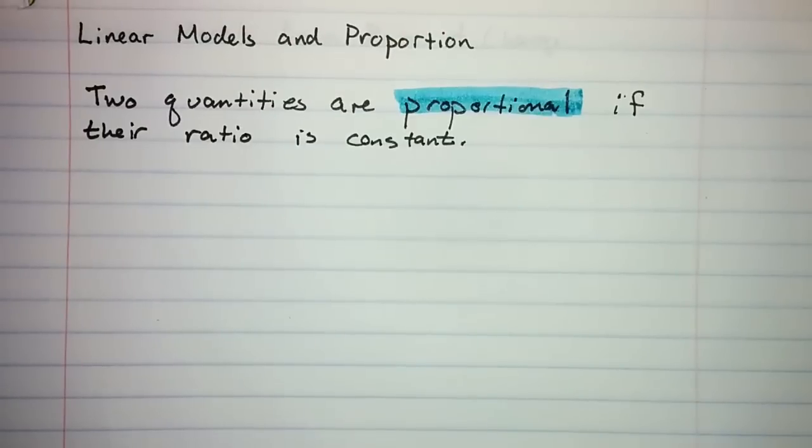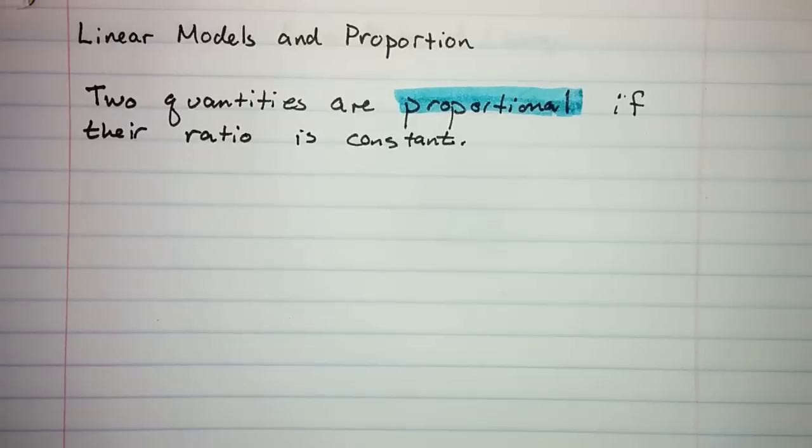Now, when I told you that we have a linear model when one quantity changes at a constant rate as another quantity changes, you may have immediately thought of proportions. What is a proportion again? A proportion is a statement that two ratios are equal. More specifically, two quantities are proportional if their ratio is constant.